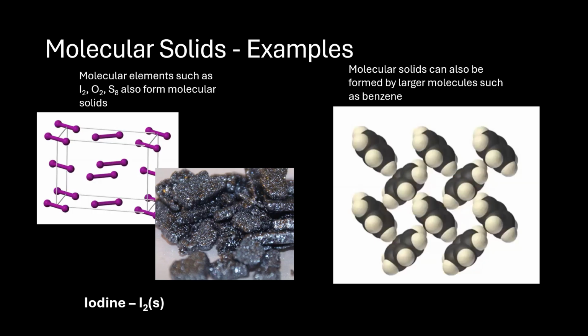The example on the right is going to be benzene. Again, you see those distinct molecules that are held together weakly. Benzene is nonpolar as well, and so again, London dispersion forces are holding them together, which is why you see those low melting and boiling points.